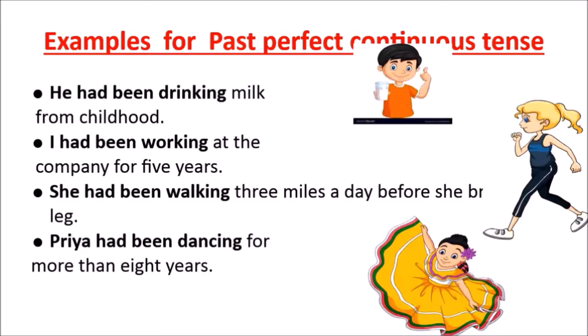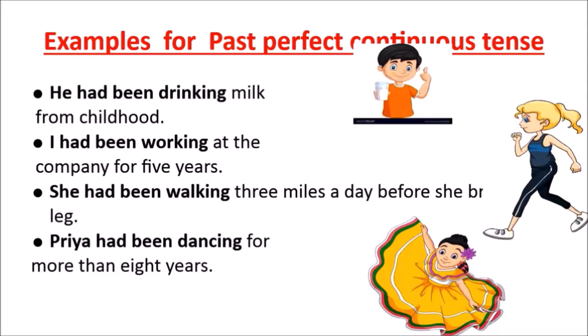She had been walking 3 miles a day before she broke her leg. So, in this sentence, it is very clear that she had been walking 3 miles in the sense that she was doing it regularly as a continuous process. Before some point of time. Before which time? Before she broke her leg. She broke her leg. But before that, she used to walk daily in the morning. So, that is what they are referring to here. Understand? Look at the next example.